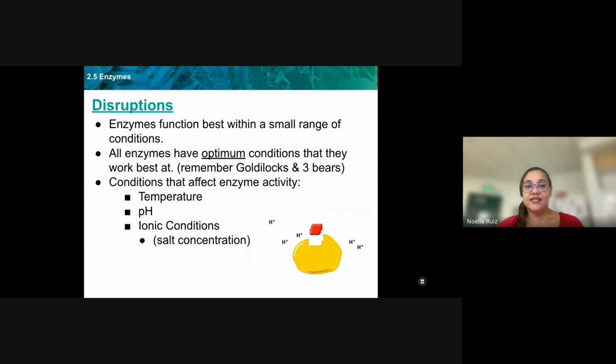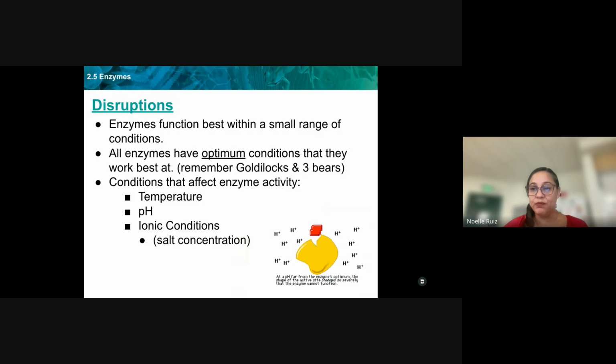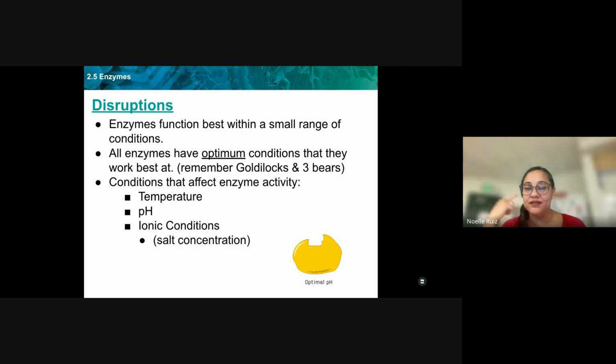Disruptions. Enzymes function best within a small range of conditions. All enzymes have optimum conditions that they work best at. I don't know if you remember the story of Goldilocks and the Three Bears. Goldilocks is a little blonde girl running through the forest, comes upon a cabin, breaks into the cabin. She's hungry. She sees there's three bowls of porridge, which is kind of like oatmeal. She tries the first one. It's too hot. She tries the second one. It's too cold.